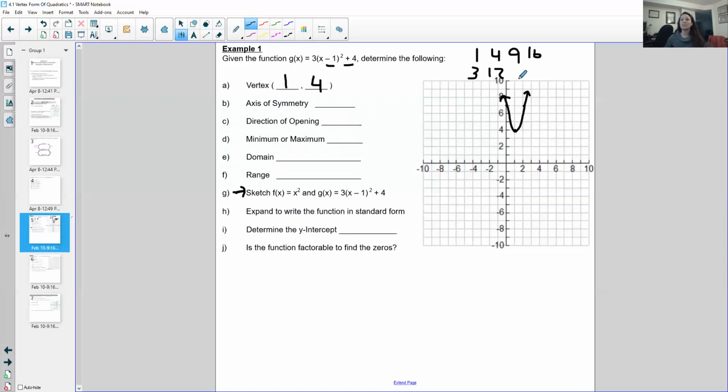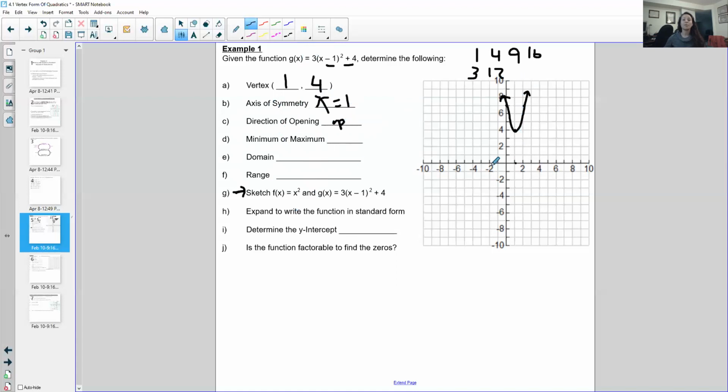So axis of symmetry goes right through the vertex. The axis of symmetry would pass right through here. So it is x equals 1. It's a horrible x. Direction of the opening, because my a value is positive, it opens up. So this is up.